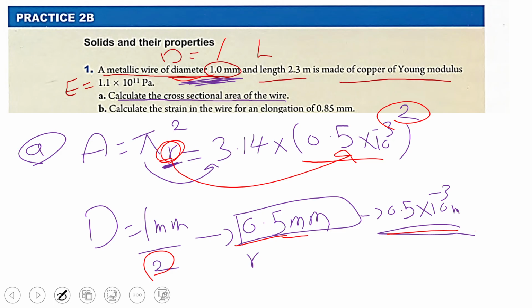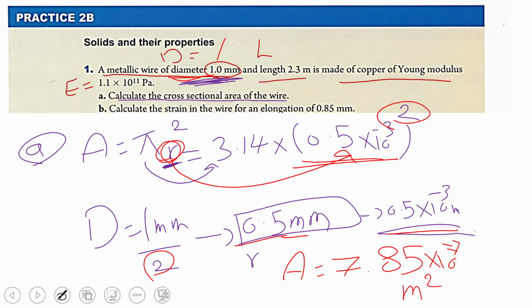Okay. So use calculator first. Do the power, then multiply at the end. So the value of area, the last answer is 7.85 times 10 power -7. The unit is meter square because it is the unit of area.